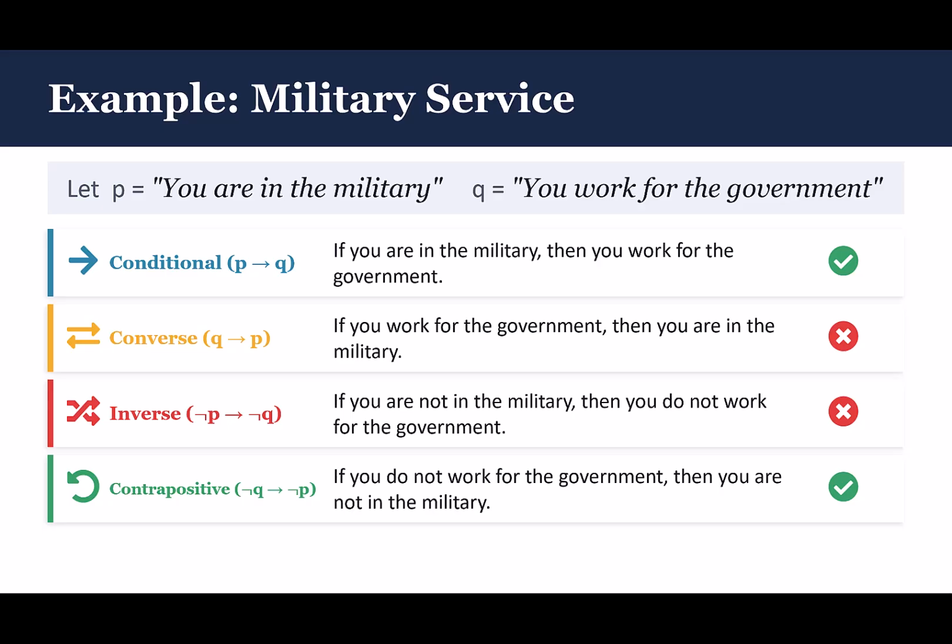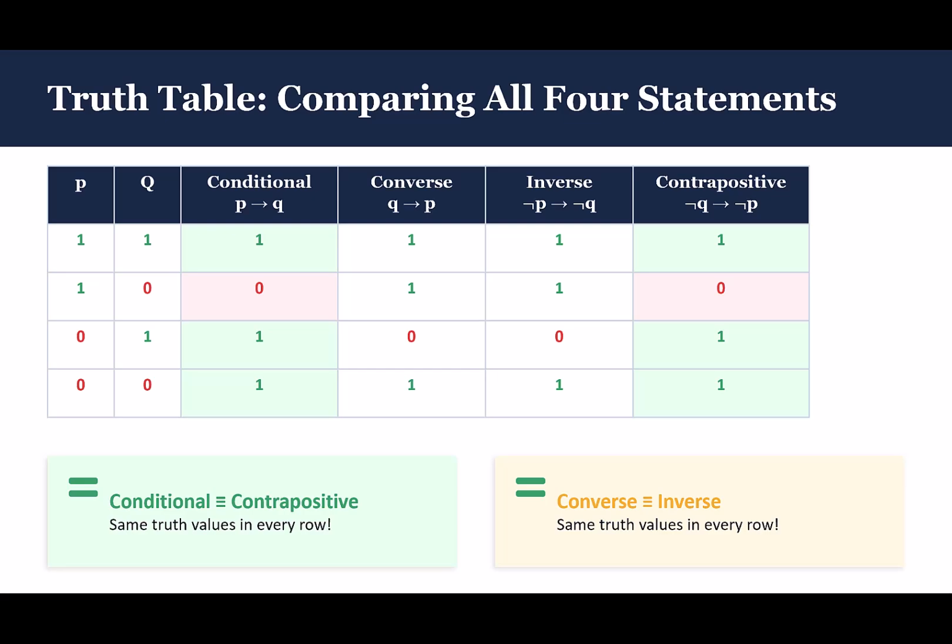Let's get a bigger overview of the conditional, converse, inverse, and contrapositive by making a truth table of the four statements. So we have P implies Q, Q implies P, not P implies not Q, and not Q implies not P. And what I want you to notice is that the truth value for the conditional, 1, 0, 1, 1, is the same as the truth values for the contrapositive, 1, 0, 1, 1. Remember we said when statements have the same truth values in every situation, then they're logically equivalent. The same thing can be said for the converse and the inverse.